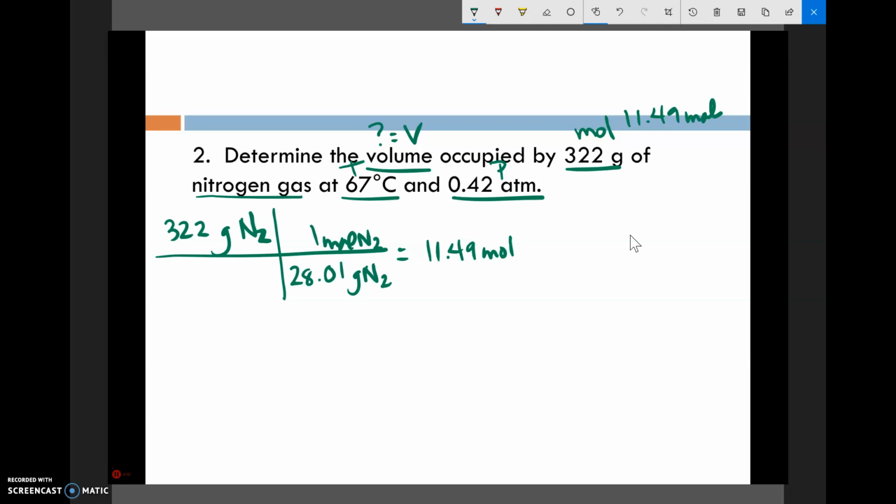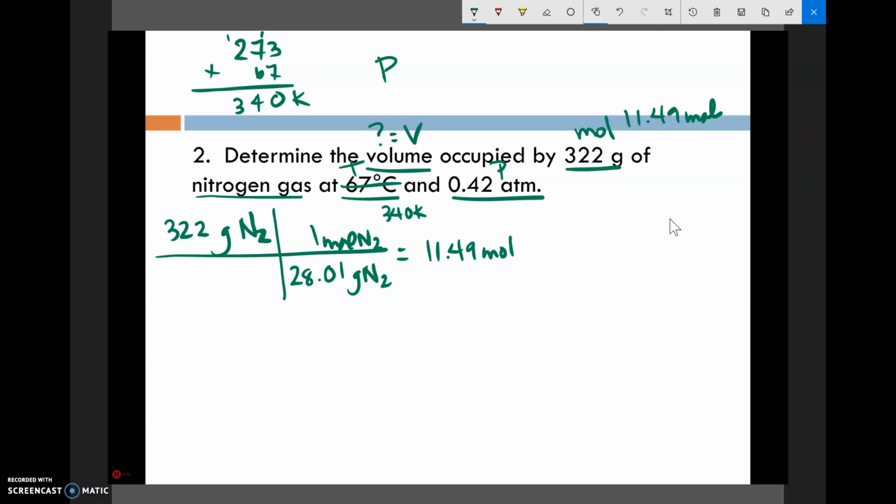Okay, then we have temperature. Our temperature again has to be in Kelvin. So 273 plus 67 is going to equal 340 Kelvin. So we can go ahead and make that 340 Kelvin. And then pressure's in atmospheres, which is what it needs to be in. So now that all of our units are correct, we can go ahead and plug it in.